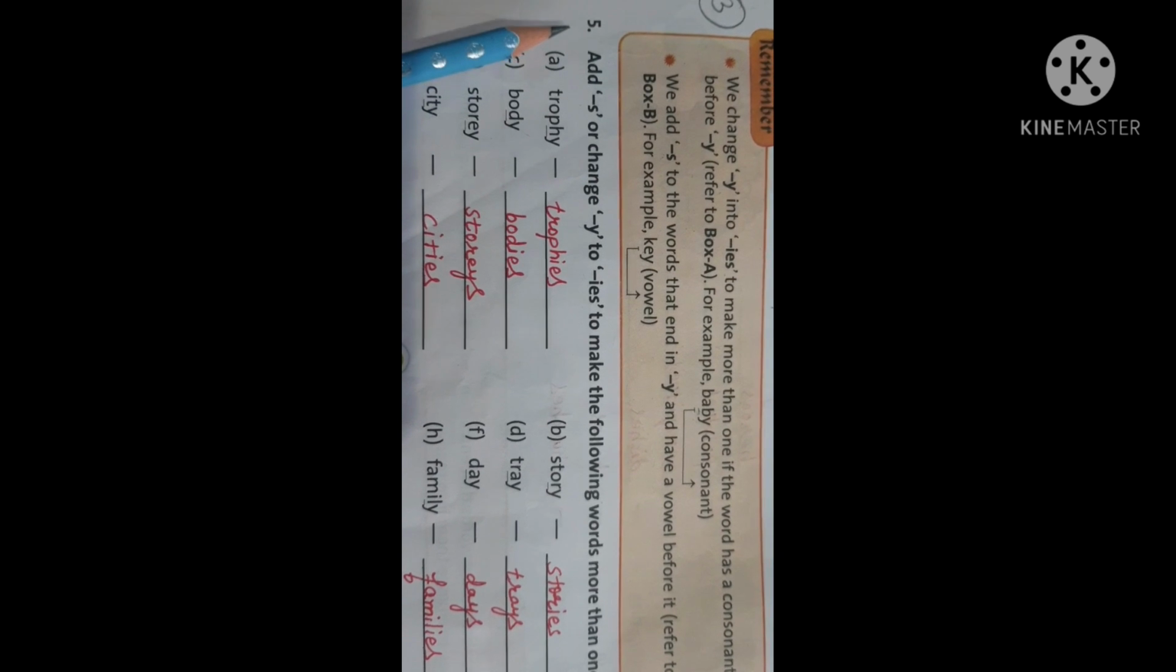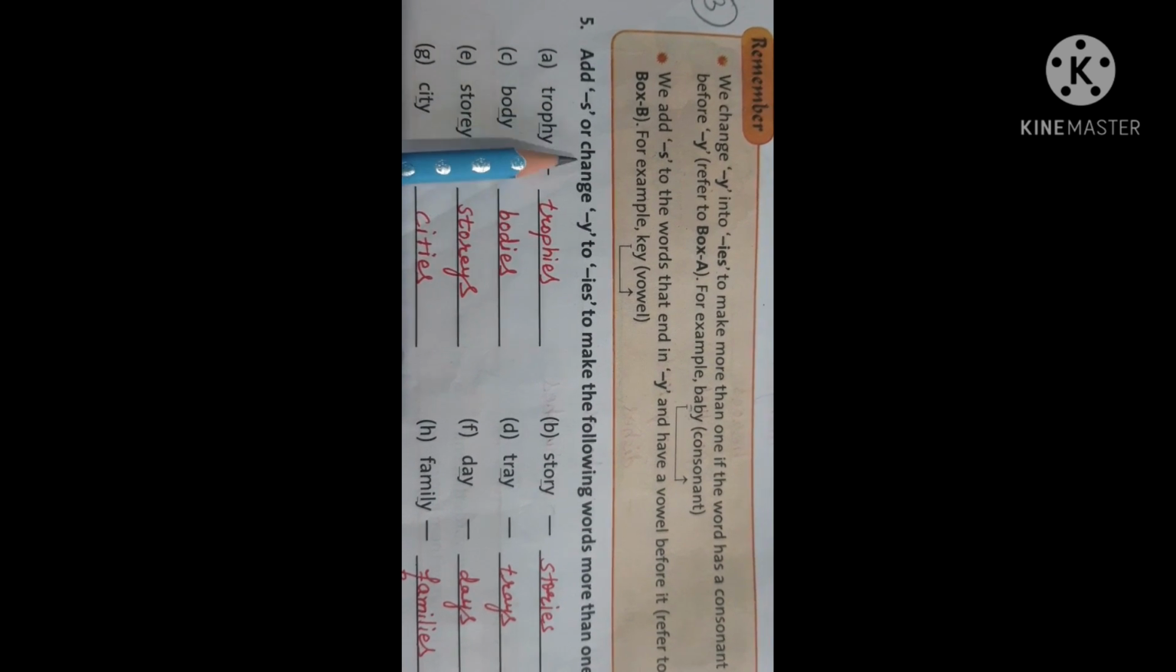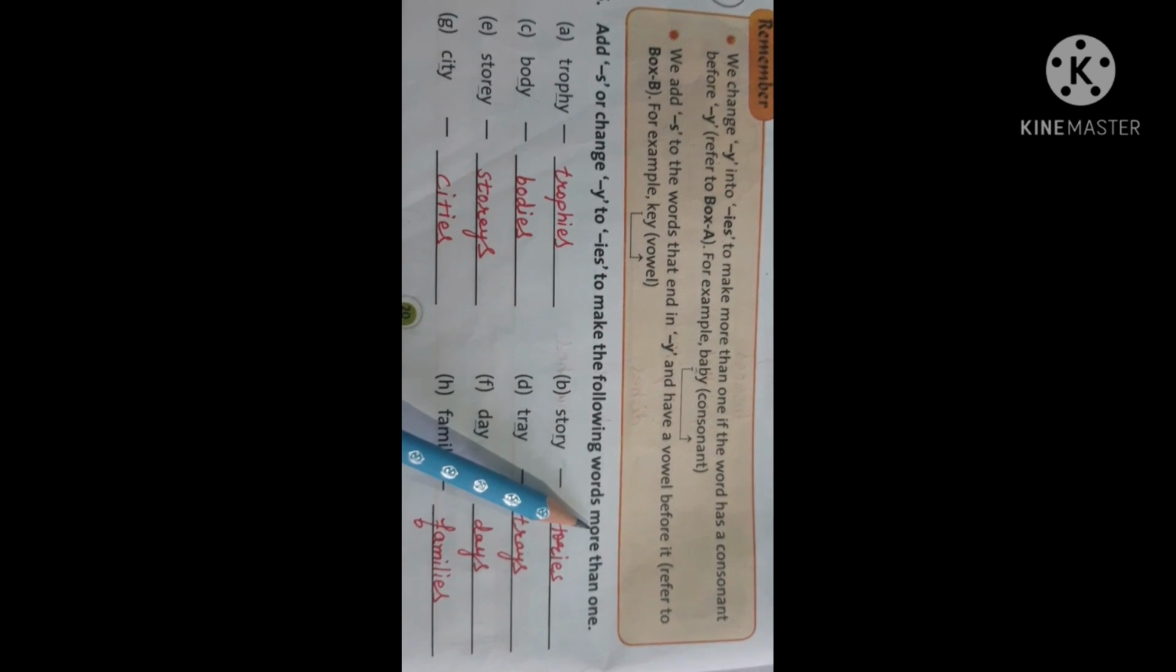Now children, moving ahead, we have question number 5, and the question says add s or change y to IES to make the following words more than one. More than one means to change singular into plural. Now children, see here, this question number 5 is totally based on this rule number 3. And what does rule number 3 say? It says when we have consonant plus y, then we will change y into IES, and when we have vowel plus y, then we will simply add s in the end of the naming word, right? So children, you have to learn this rule, right? Only then you will be able to do these changes properly, right?